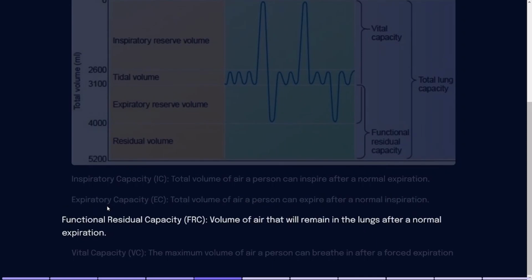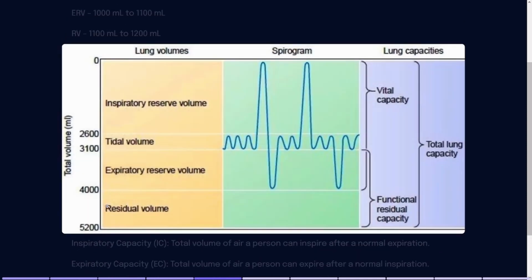This is the volume of air that will remain in the lung after a normal expiration. So you can see the functional residual capacity. So this will be expired. This is the inspiratory reserve volume. So this tidal volume will be expired, and this will be the expiratory reserve volume plus the residual volume. This will be present in your lungs after a normal expiration.